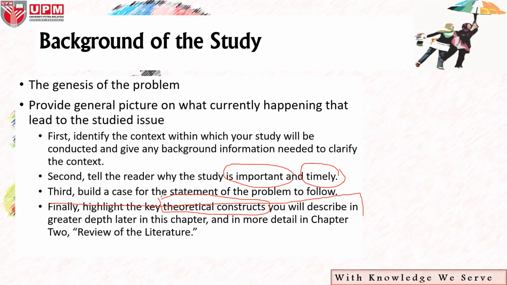That's why, when you write your chapters 1, 2 and 3, it should be concurrent. When you write chapter 1, when you read and do your literature review for chapter 1, you can basically write chapter 2 and chapter 3 concurrently as well, because the content is interrelated, related to one another.